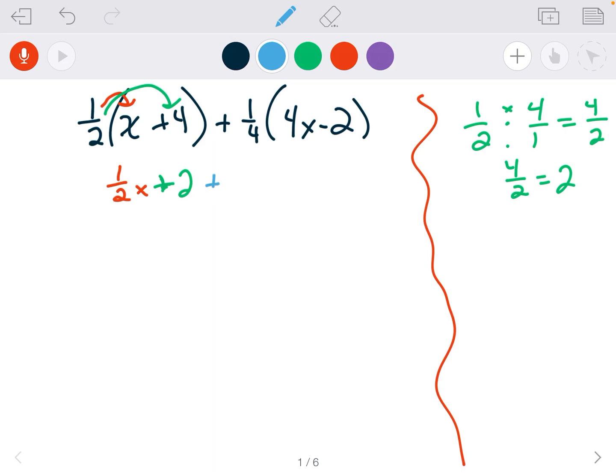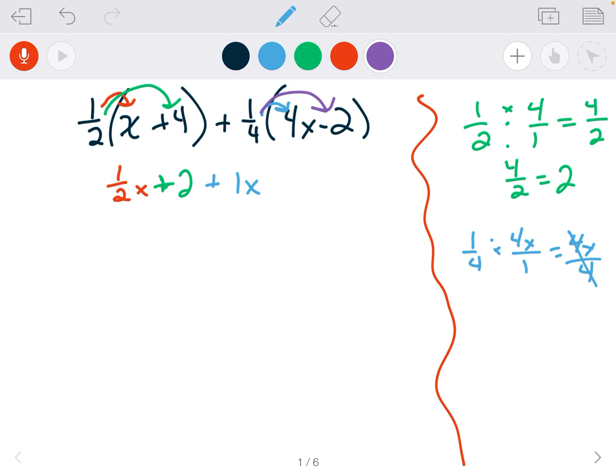I'm going to bring down my plus sign here, and then I'm going to do my 1/4 times 4x. So 1/4 times 4x over 1. I can leave that x out of it if I remember to add it in. I'm just going to leave it here for visual purposes. So 1 times 4x is 4x. 4 times 1 is 4. 4's cancel out, and I'm left with 1x or x. You don't have to have that 1 there, but sometimes it's helpful for us to remember that there's an x there. So I'm going to leave it in there.